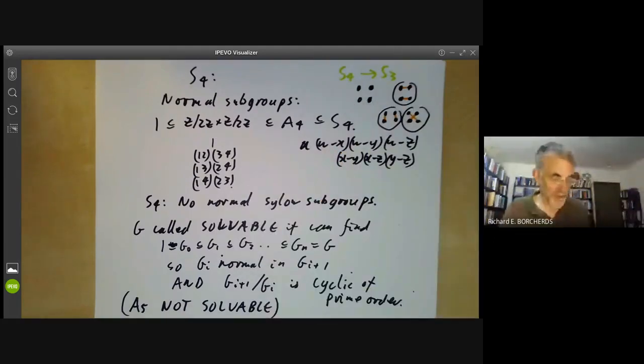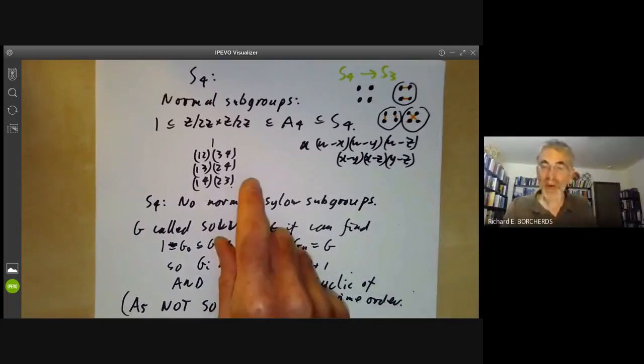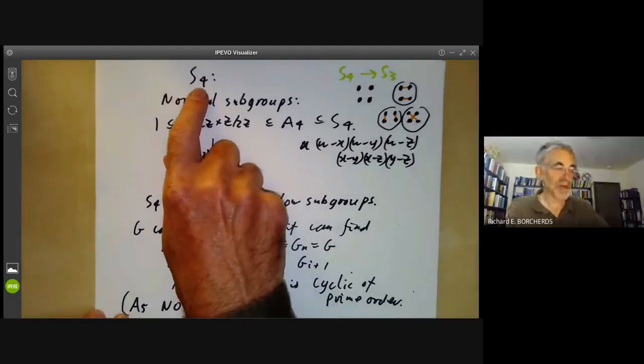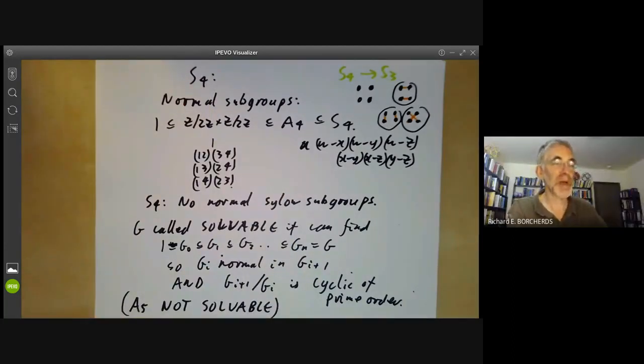Well, there's quite a lot more to say about S4, but I think it would be better to have a general discussion about symmetric groups rather than just S4. So the next lecture will be on symmetric groups.